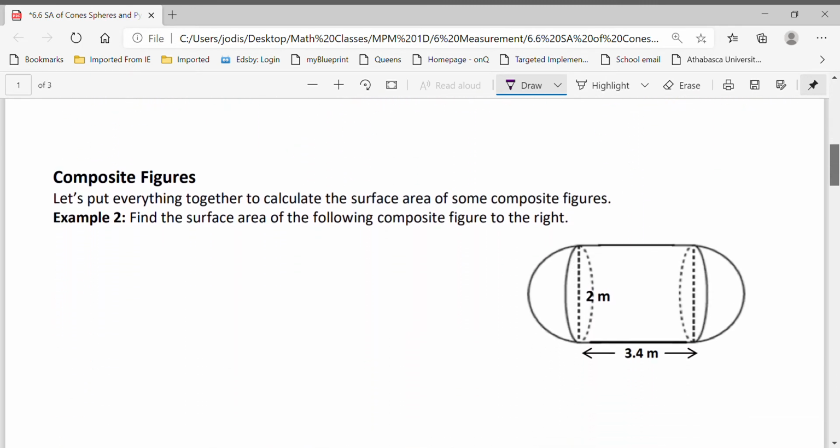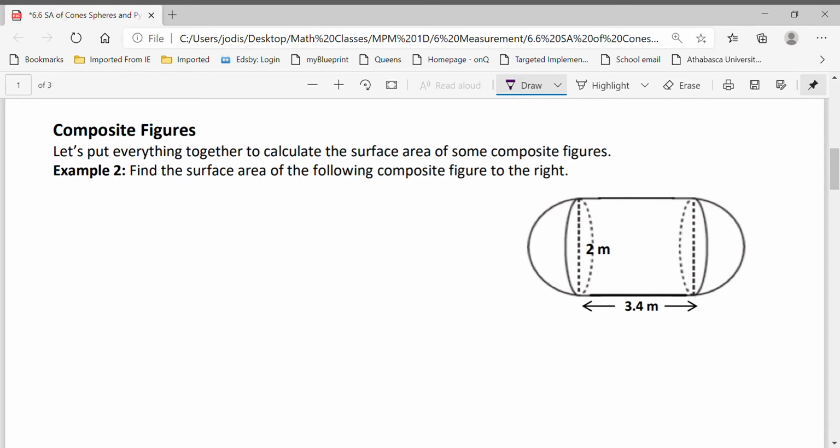Okay, so there's our formulas for each of those shapes. Now we're going to move on and try some composite figures with our surface area. We're going to put together all of our shapes. Take a look at this one here. We have a cylinder in the middle, and on the ends, we have what looks like two half spheres. If we were to take out the cylinder and put those ends together, we'd end up with one whole sphere. So in reality, this composite figure is actually a sphere and a cylinder.